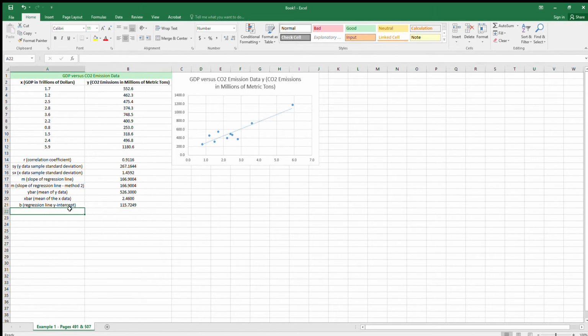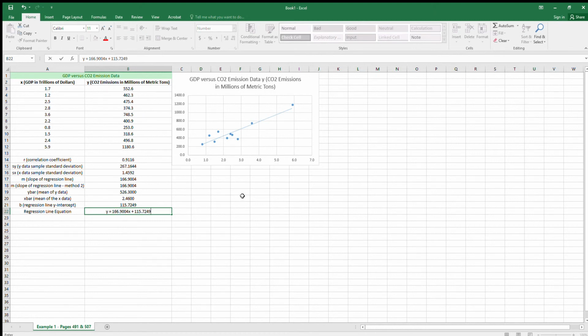So all that's left is to write down what the actual equation for the regression line is. So, regression line equation. We'll just type this in by hand. We don't have to click on anything or use any built-in functions. This is y equals m, the m value, 166.9004 times x plus the b value, 115.7249. So there you have it.